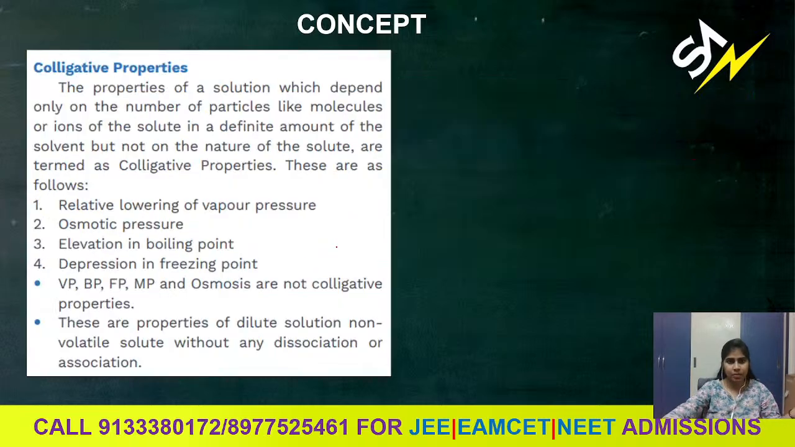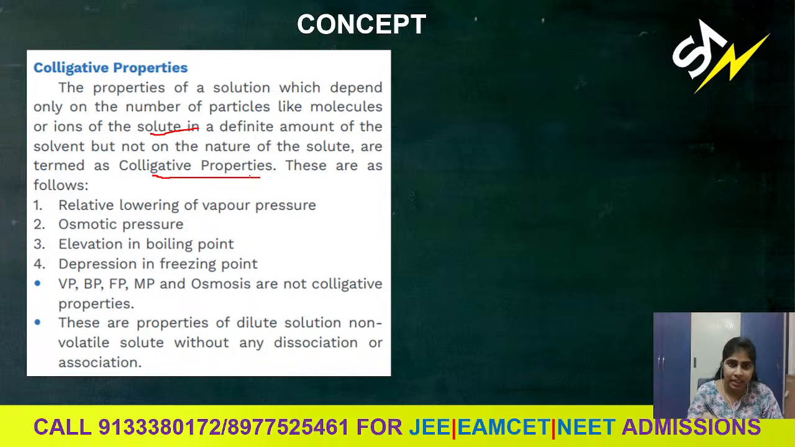Azeotropic mixtures are mainly formed by non-ideal solutions, and one of the most important concepts of these solutions is colligative properties. Let us see what colligative properties are. So why are these colligative properties important for a solution? The properties of a solution which depend only on the number of particles, like molecules or ions, of the solute in a definite amount of the solvent, but not on the nature of the solute. These are given by colligative properties. Understand? What are colligative properties?